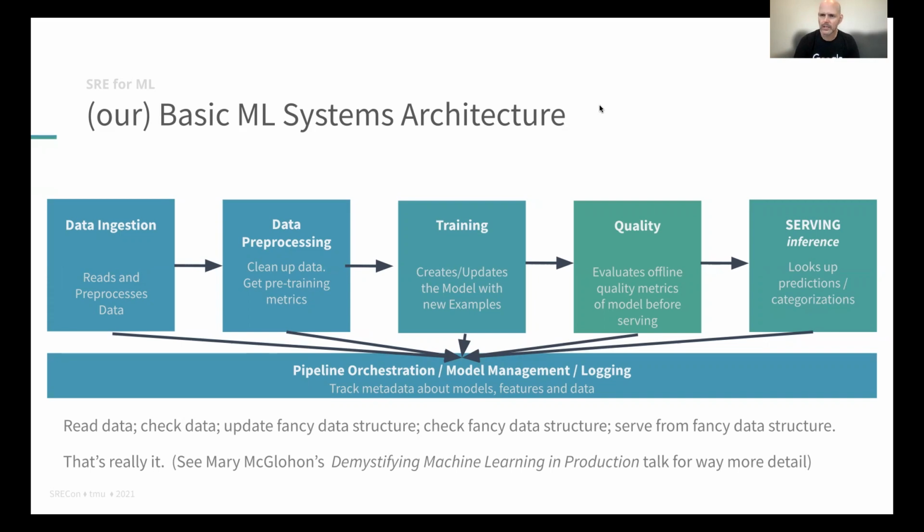Not super clear. We don't need to worry about exactly what those metrics are, but we need to know distributions of the data or big changes in the data. And I'll talk a little bit later about why that might be. We have a training system that reads the data and updates the model somewhere. We have a quality system that checks the results of what the training system just did. And if they're good enough, we have a serving system that does inference on those models. So, okay, sounds good. All of this is backed by a set of model management and pipeline orchestration systems. They track metadata about models and feature and data. So that's essentially what we do.